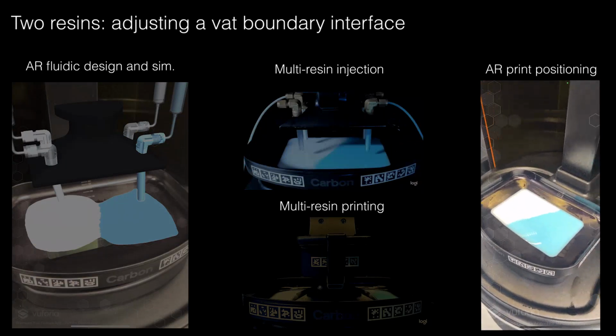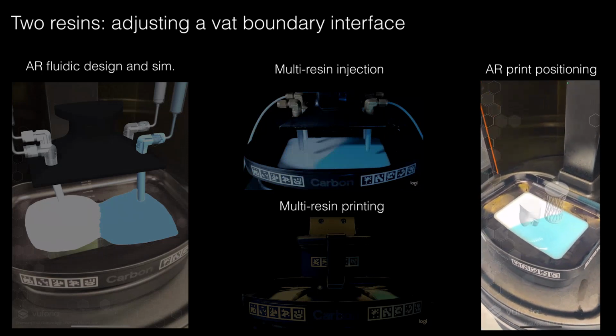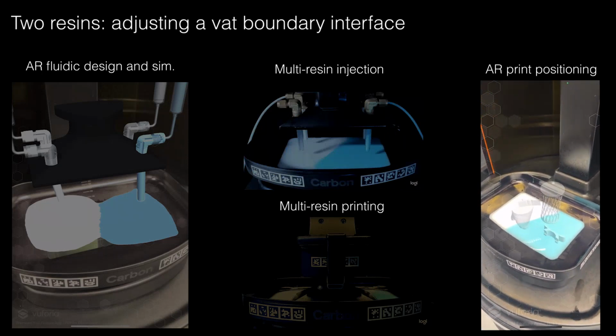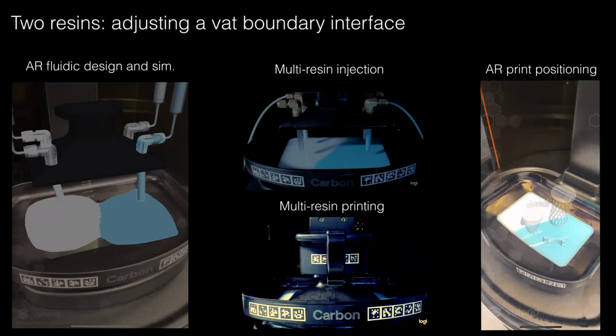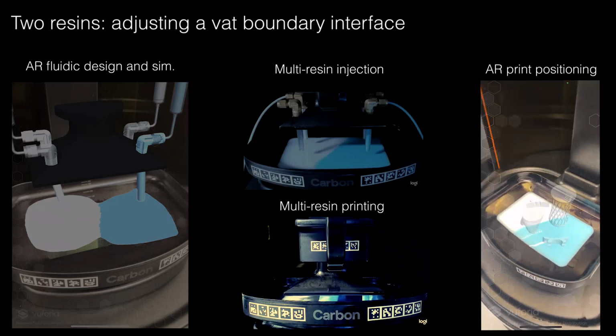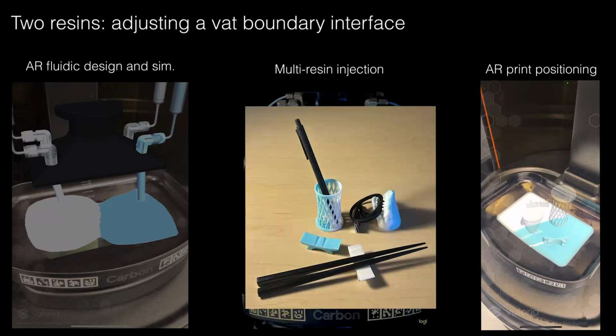Afterwards, in the AR application, the user can position objects at the fluid interface or not if desired. Finally, during multi-resin printing, this blue-white interface manifests with the objects that are printed.